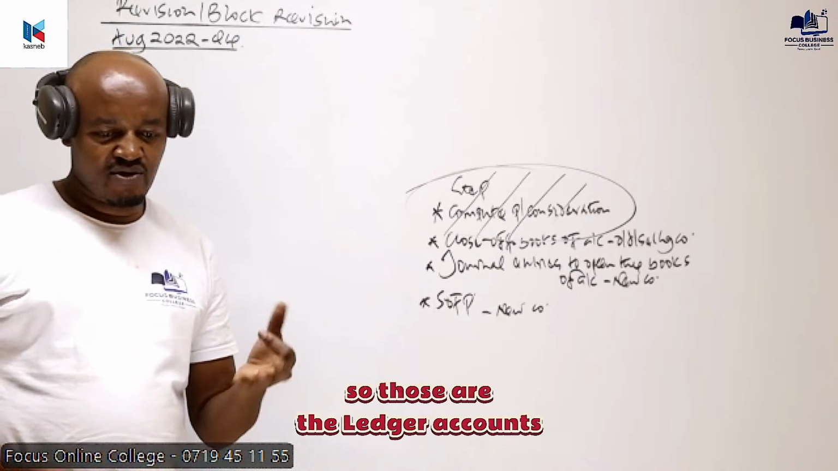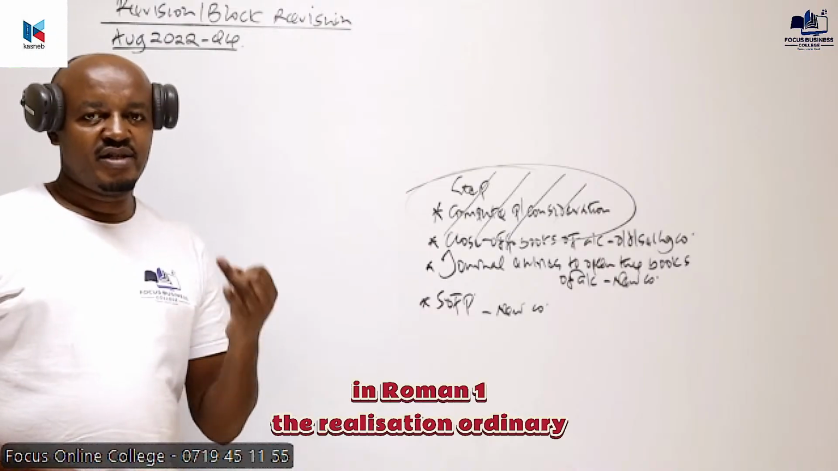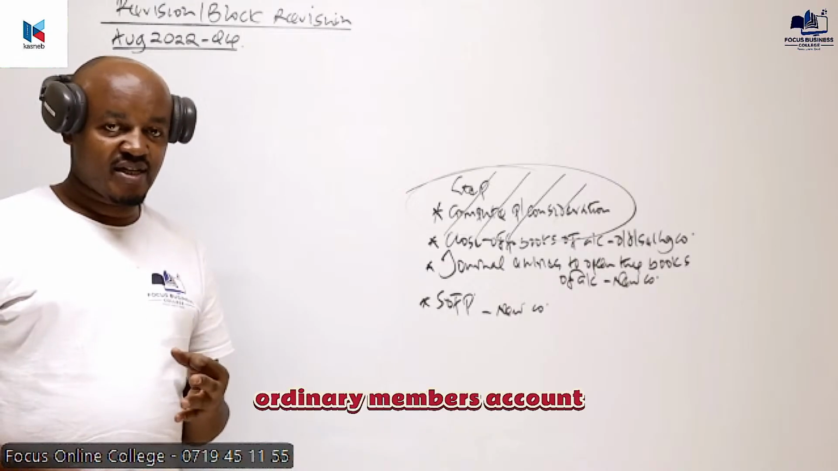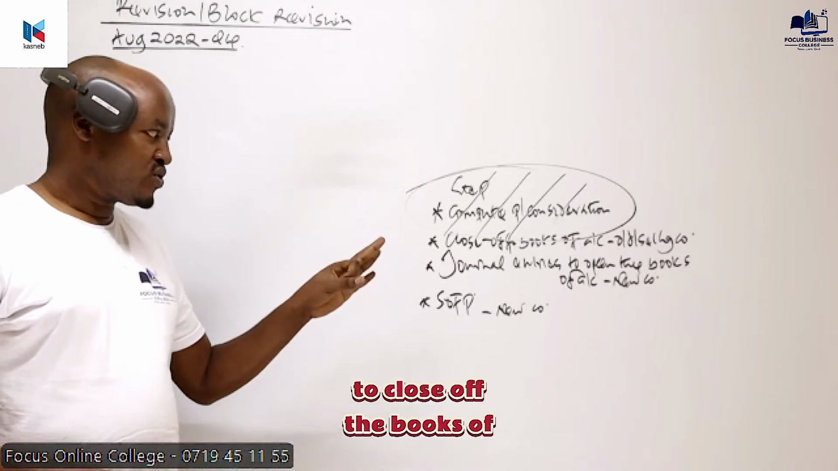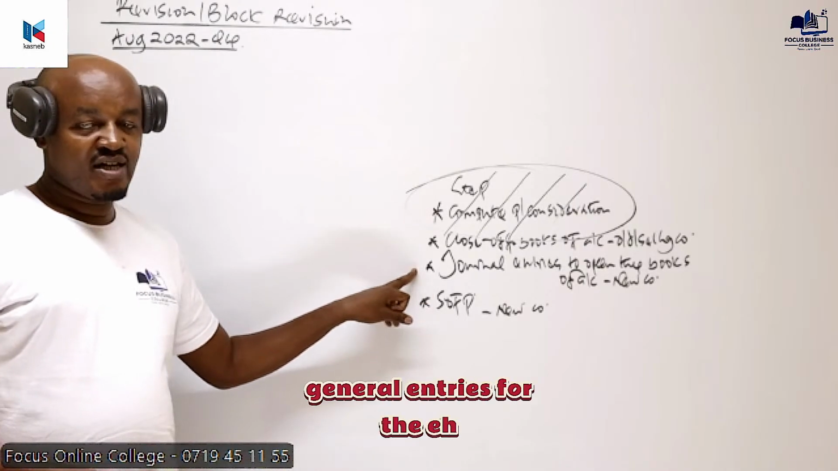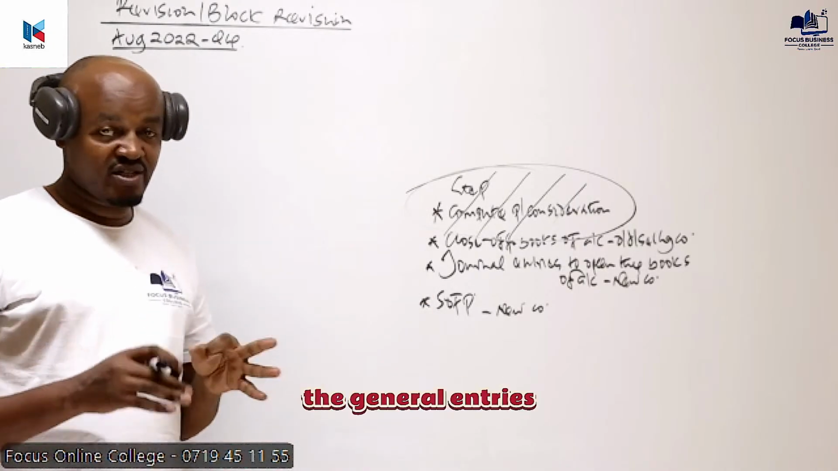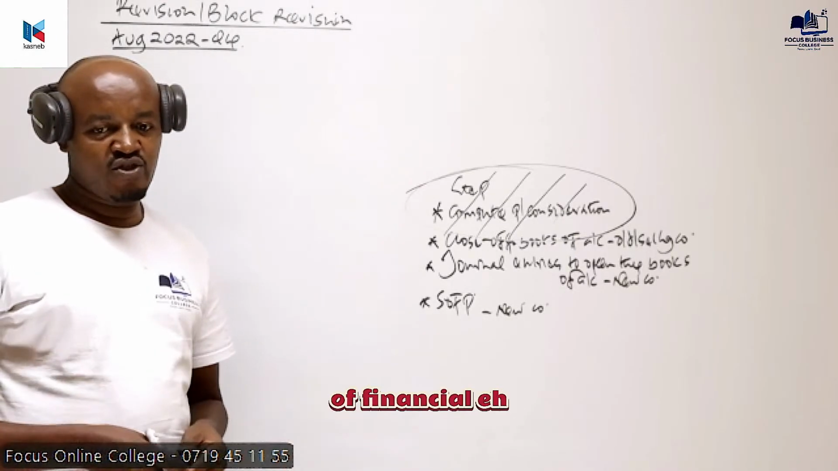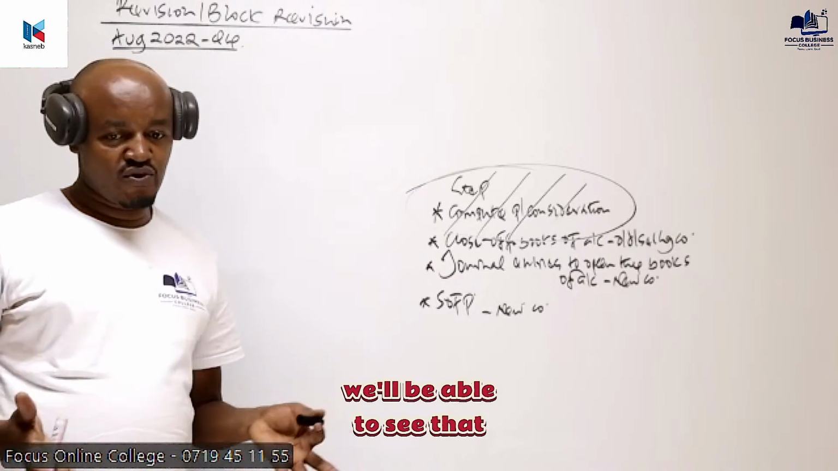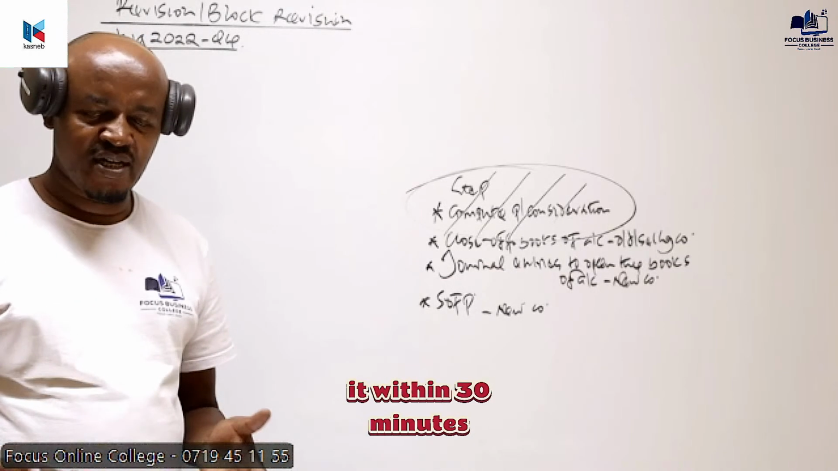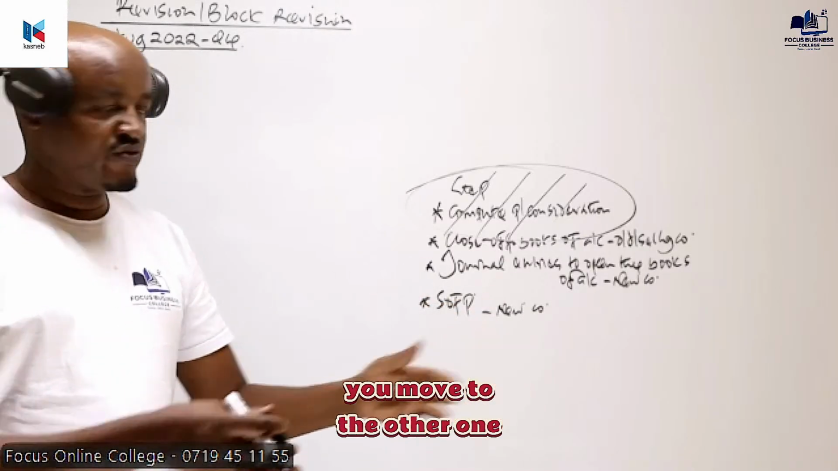Those are the ledger accounts we require to prepare: Roman 1, the realization account, the ordinary shareholders' members account, and the preference shareholders' members account, to close off the books of account of the old or the selling company. Then we make the journal entries to open the books of account of the new company. And finally, we prepare the statement of financial position of the new company. By using that approach, you should be able to do that question within 30 minutes, with more than 15 marks, and then you move to the other question.